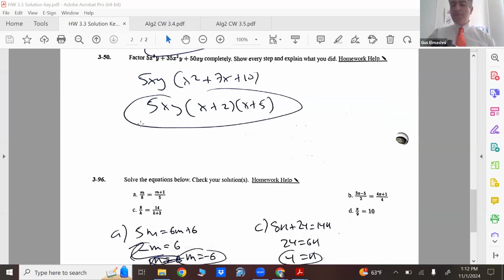Number 50, always look for the GCF first. What's common among all 3 terms? A 5, an x, and a y. Pull them out. You should get x squared plus 7x plus 10. Factor that further. That should be pretty easy. 2 terms that multiply to 10 and add to 7: x plus 2, x plus 5. So again, factoring. And we're going to do some pretty intense factoring today, so get ready for that, because we have to factor and simplify things afterwards.